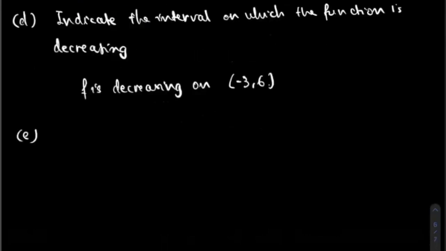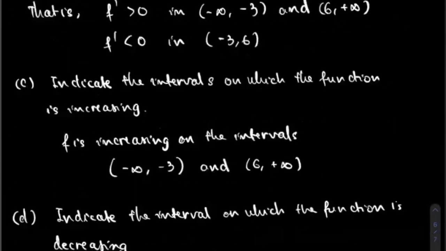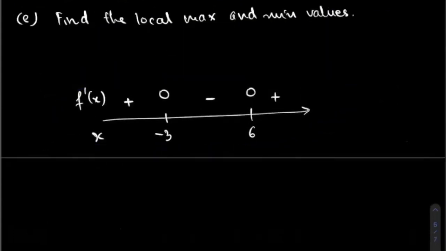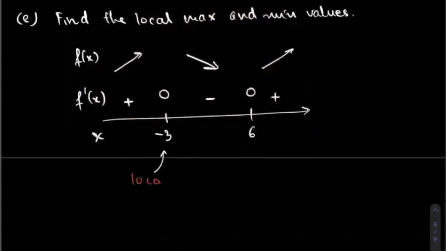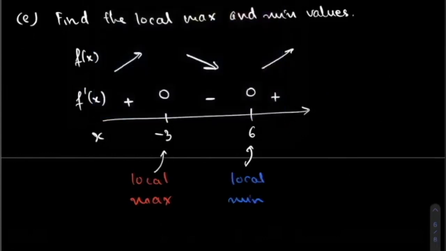Next, find the local max and min values. That means I want you to find the output. Go back to the chart here. I'm going to just copy and paste because you have that in your notes already. You have f prime here and also f of x. For this, f of x is increasing here, decreasing, and increasing. So therefore, at this point, you have a local maximum, and at this point, you have a local minimum. You need to find the local max and local min values.